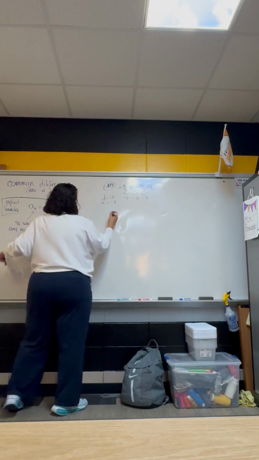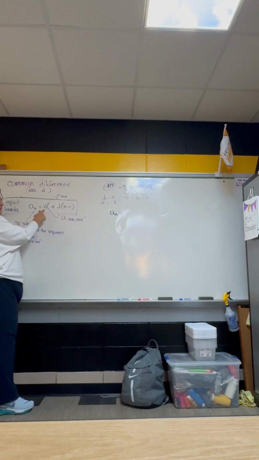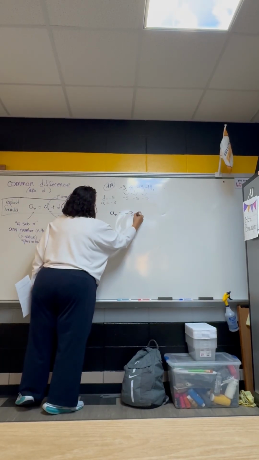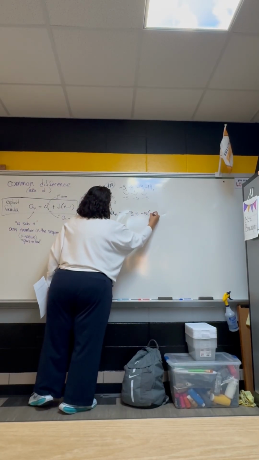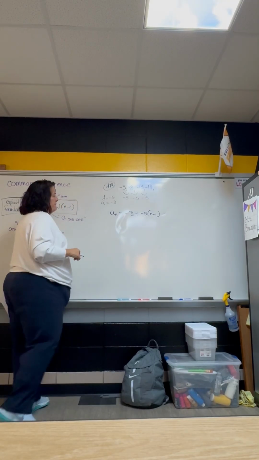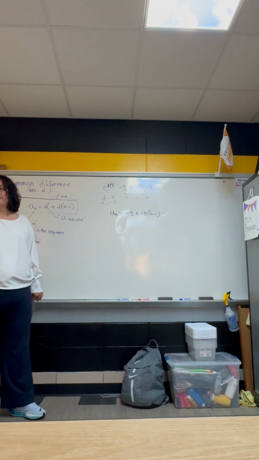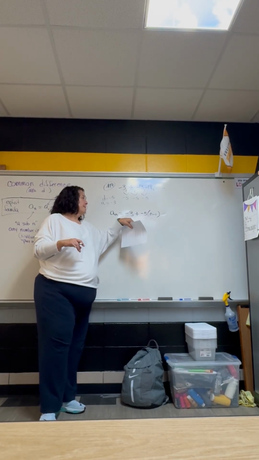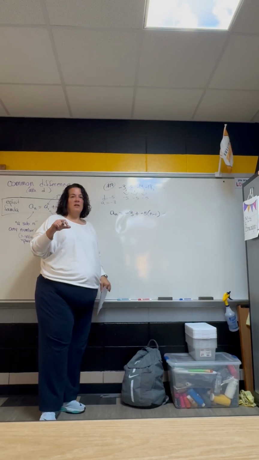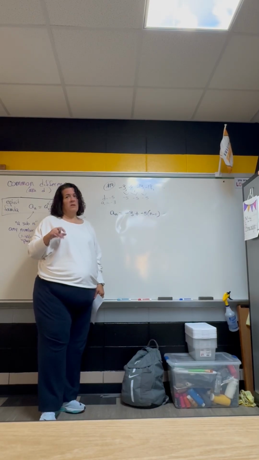So A sub n equals, what's my A sub 1? Negative 3. Plus, what's my D, my common difference? Negative 5 times n minus 1. N minus 1. I need to explain that. Someone asked me about that. If n is the place in line, n minus 1 is the place in line behind my n. That might sound confusing, so let me use it as an example.